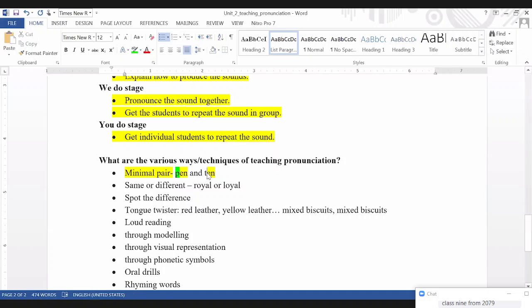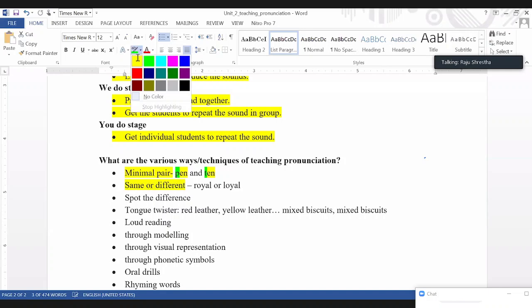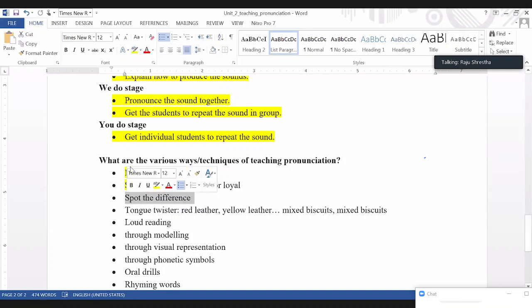The pair will differ only in one sound. That sound might be in the initial position, in the middle position, or in the final position, but one sound will be different. Okay, this is a minimal pair. Then a same or different activity. This kind of activity you can use to teach sounds, and also spot the difference. Students listen and try to find out the difference.